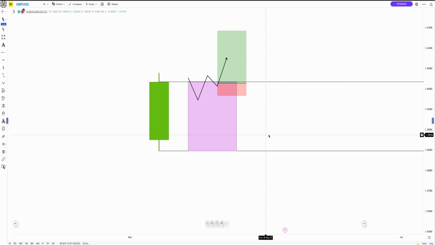But for this example, I want to show you how I would get a bullish setup for this current day that is printing for this GBP USD pair.